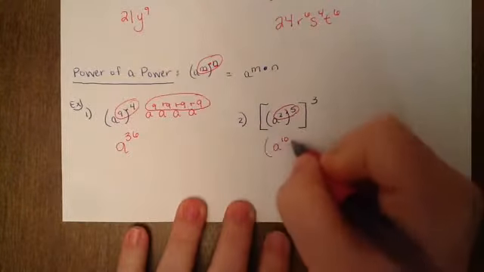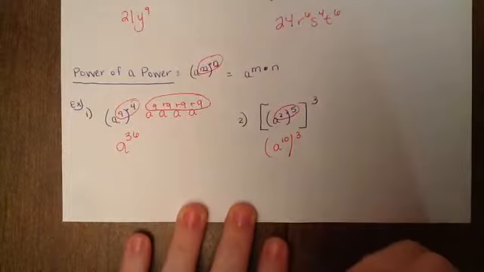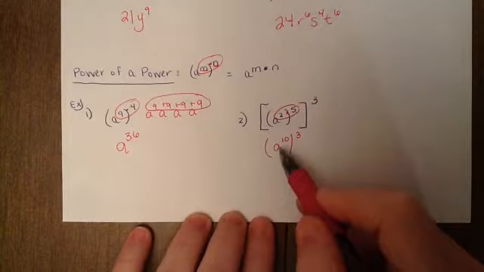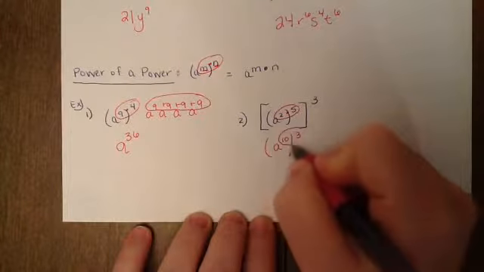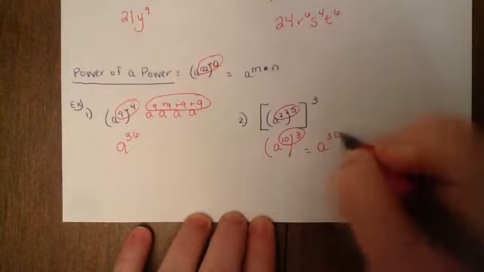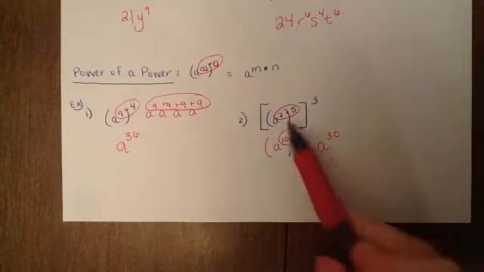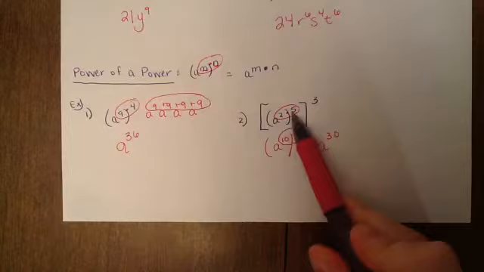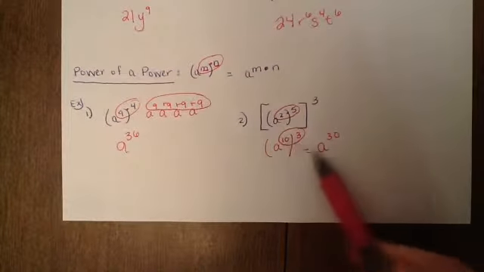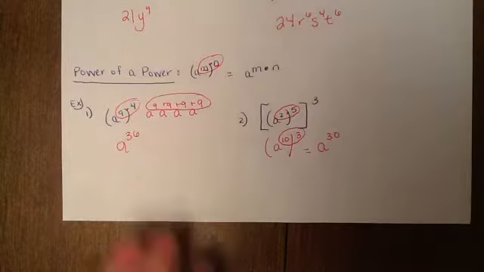Don't forget then, we still have the cubed. And what will you do last? Multiply again. So this would be a to the 30th power. So start on the very inside, multiply that first exponent, and then multiply that second one. Nice job.